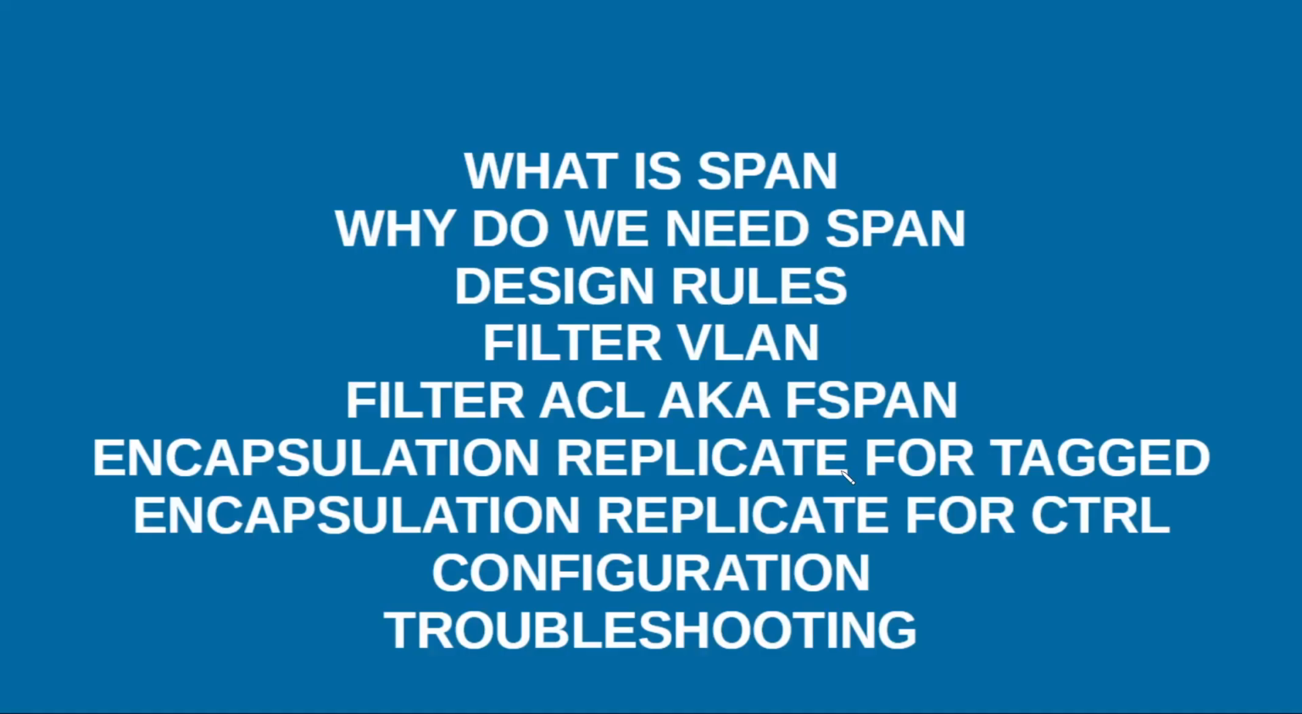Now this is a summary of what we saw in this chapter. We explained what SPAN is, why we need it, the design rules, the features that are filter VLAN or filter ACL. Remember that this filter ACL feature is also known as FSPAN, encapsulation replicate for tagged frames, encapsulation replicate for control frames. We saw how to configure it and how to troubleshoot it.